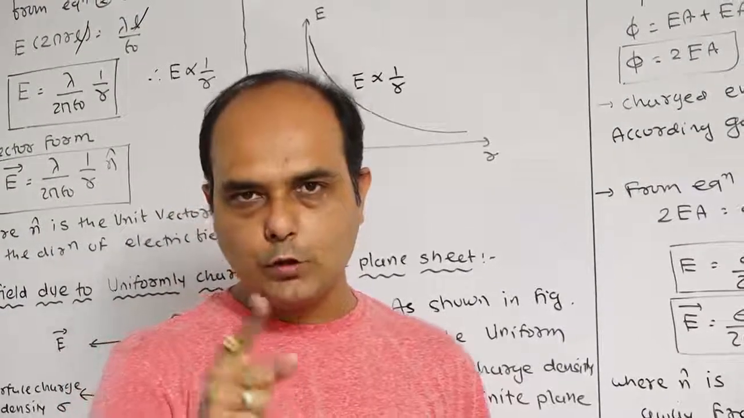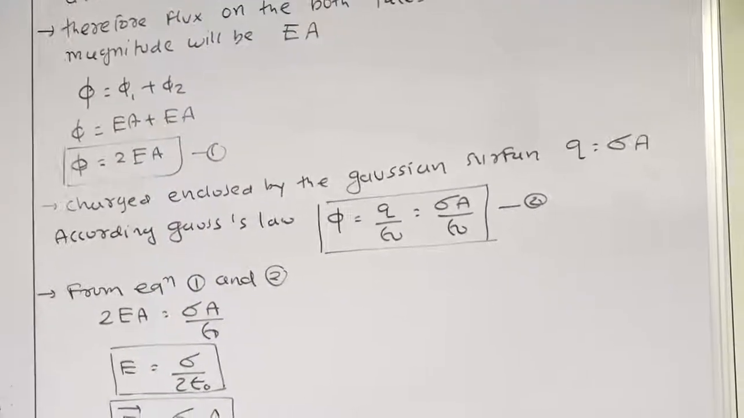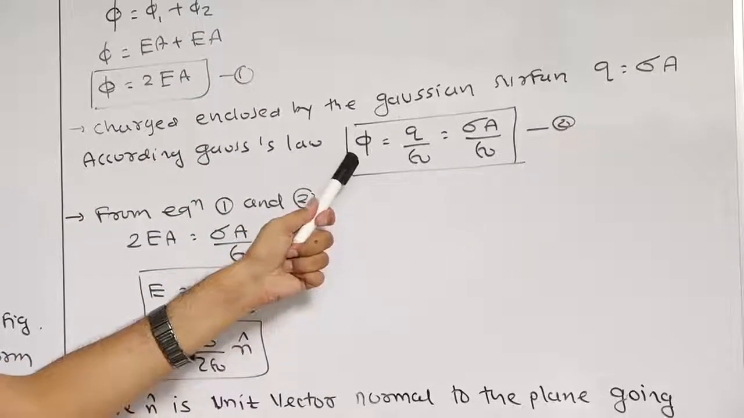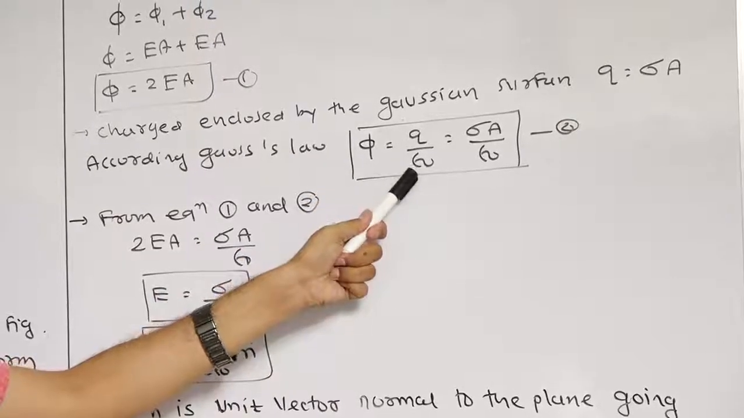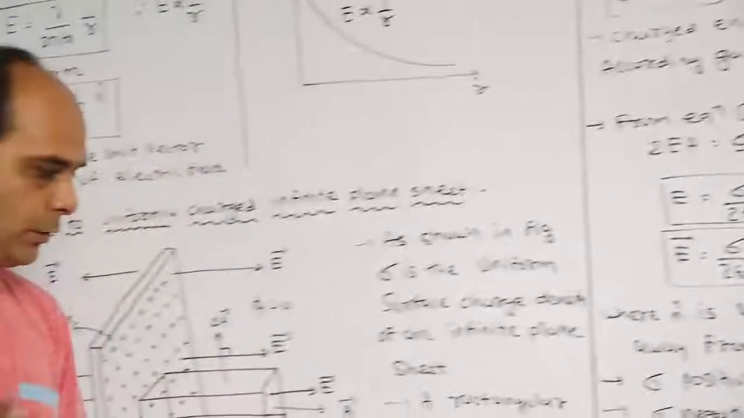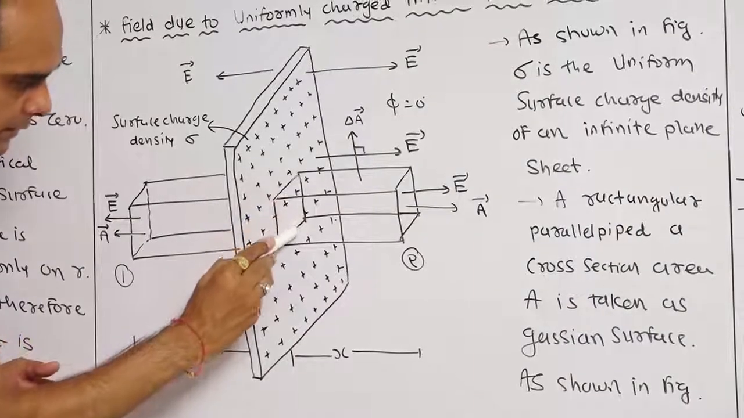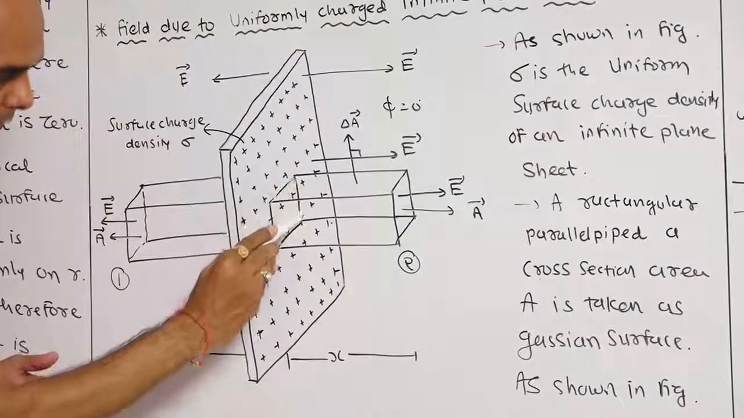Second, flux through the Gauss theorem. By using the Gauss theorem, what is our equation? Flux phi is q by epsilon 0. Now what is q? Again, q means the charge enclosed by the Gaussian surface. How much charge is enclosed by the Gaussian surface? It is shown in this diagram. So this much amount of charge is enclosed by the Gaussian surface.